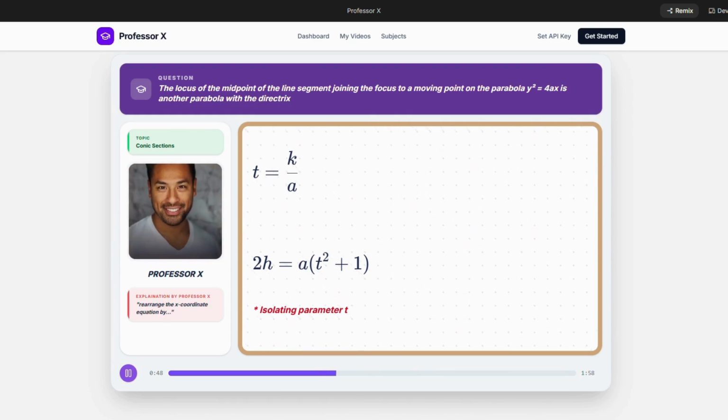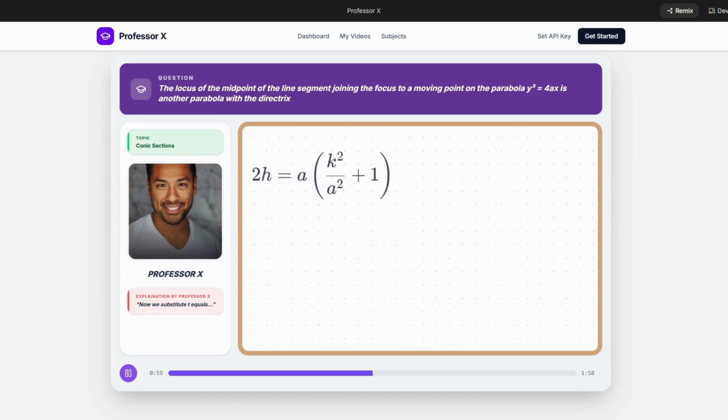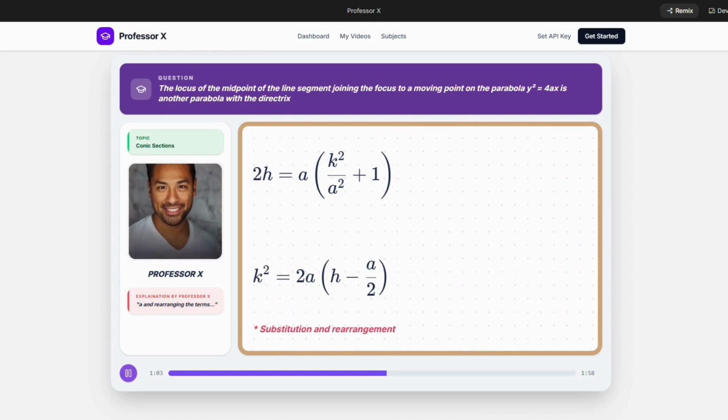We also rearrange the x-coordinate equation by multiplying both sides by 2 to get 2h equals a times the quantity t squared plus 1. Now we substitute t equals k over a into the rearranged x equation. Distributing the constant a and rearranging the terms allows us to express k squared completely in terms of h. This simplifies cleanly to k squared equals 2a times the quantity h minus a over 2.